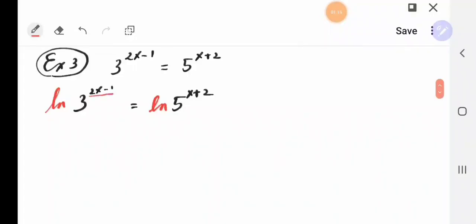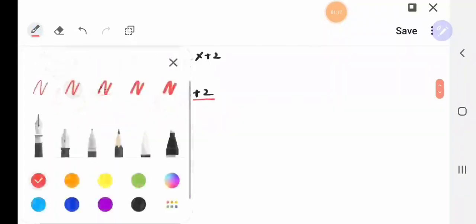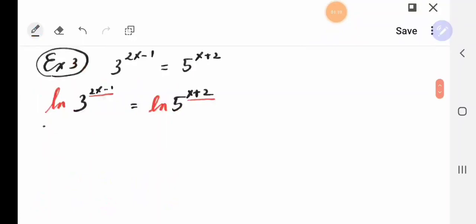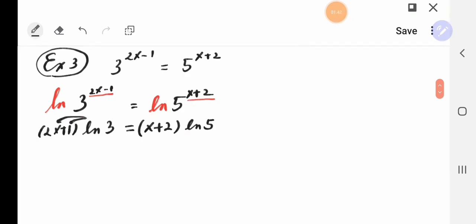Then this exponent and this exponent can move to the front. So 2x minus 1 moves to the front, then we have ln 3. The right side is x plus 2, put parentheses, ln 5. And then we can use distribution so that we can collect the x terms. Let's distribute like this.